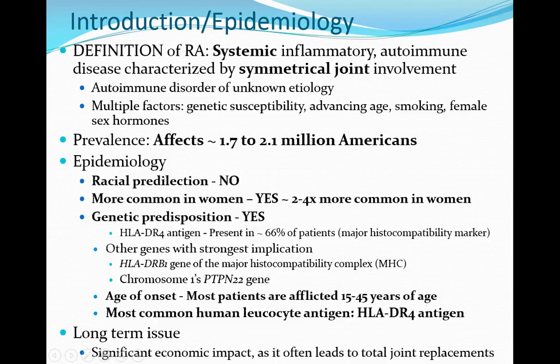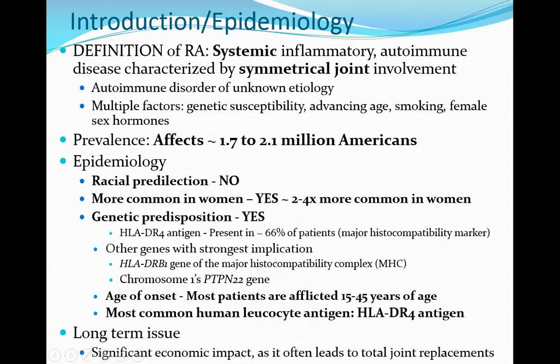So it's a systemic inflammatory autoimmune disease. The body basically is attacking itself. They're not sure why it occurs or what the cause is, but there are multiple factors. There's a genetic susceptibility in that if you have a certain marker, which is the HLA-DR4 antigen, you have a 2/3 chance of developing that. And it's present in some patients, but not all.